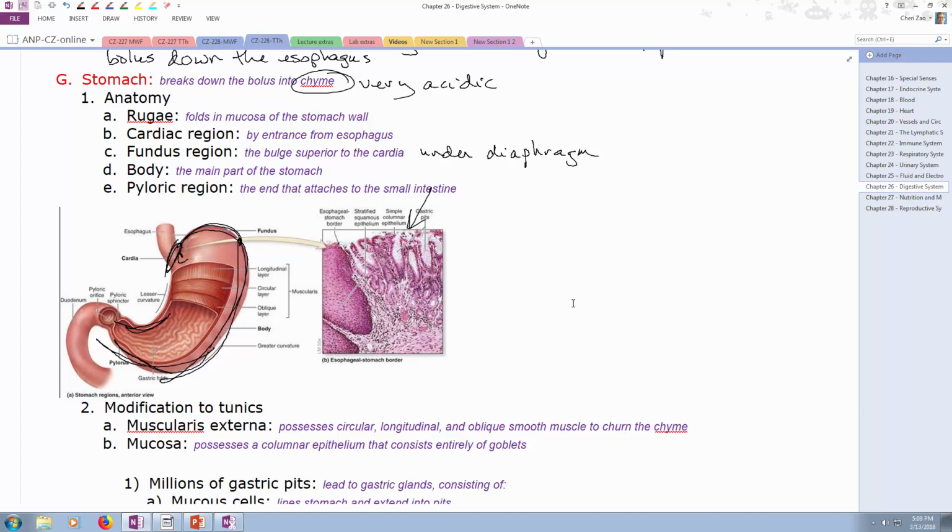The stomach has its greater curvature off to the outer aspect, and its lesser curvature is facing the liver. The greater curvature has the greater omentum attached to it. The lesser curvature has the lesser omentum attached to it.